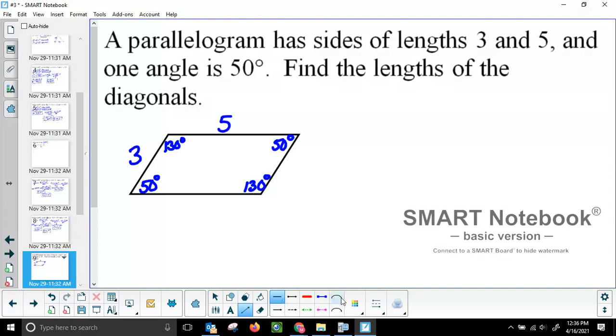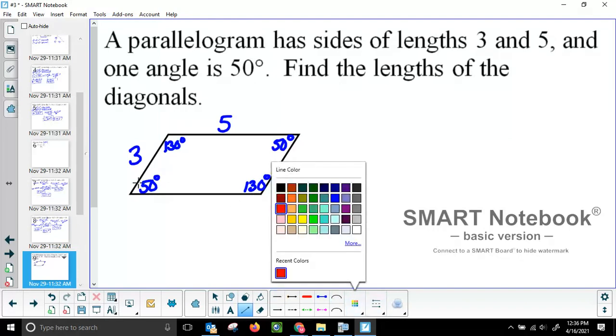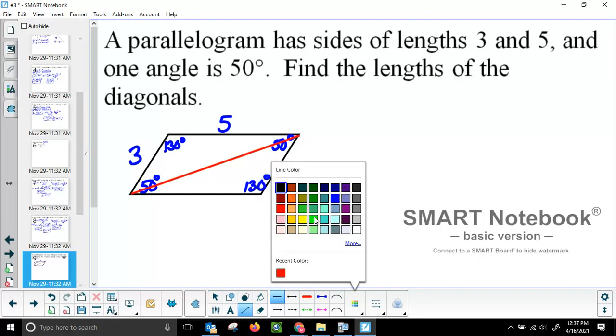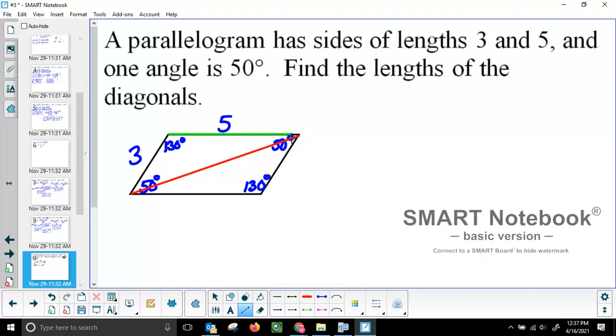Okay, so we have to find both of the diagonals. Let's go ahead and find this diagonal first. So now what we can really do is just look at this triangle. Let's just make that in green. So here, to here, to here. So this is the triangle we're looking at now. Well, we have side, angle, side, so we can use law of cosines to find the other side.